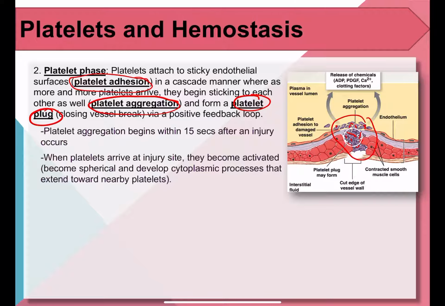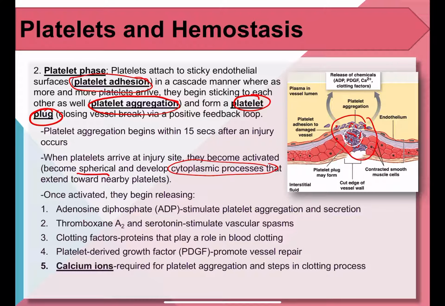Okay, what does activation mean? It means they will change their cellular morphology and become more spherical and develop these cytoplasmic processes, and they kind of extend like little aliens toward nearby platelets, where they would start attaching and making communication processes with other platelets. Okay, so just like we humans can link arms with each other, that's what those processes are kind of doing with the platelets. They can link arms with each other and form this huge pile of platelets that can be stuck in that area to seal up the wound.